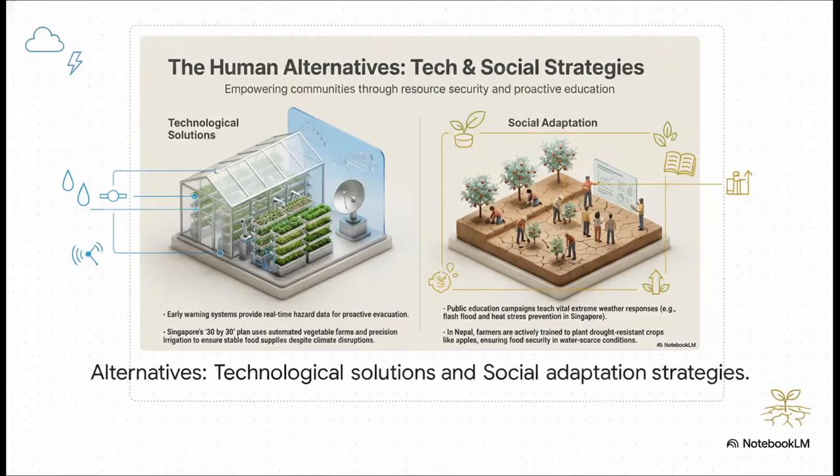So, if just building giant walls isn't the whole answer, what else is there? Well, there are a couple of other paths. You've got technological solutions, like advanced warning systems that can save lives, or precision irrigation to save water. And then you have social adaptations, which are all about people. Things like teaching communities how to handle heat waves or training farmers to plant crops that can survive a drought.